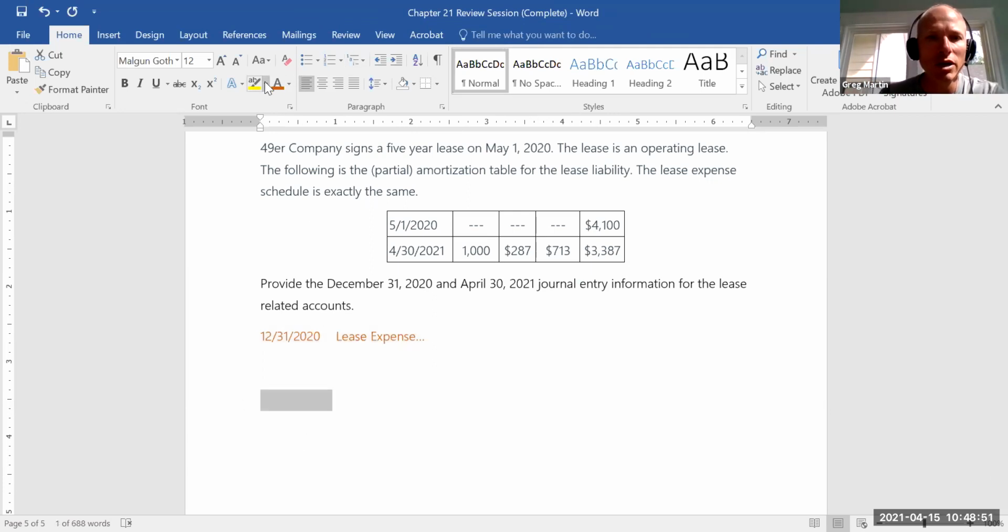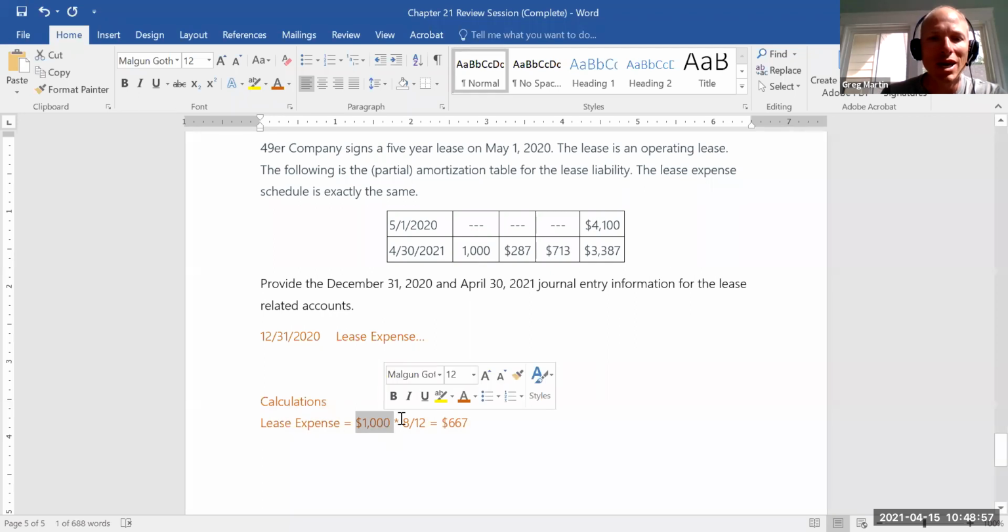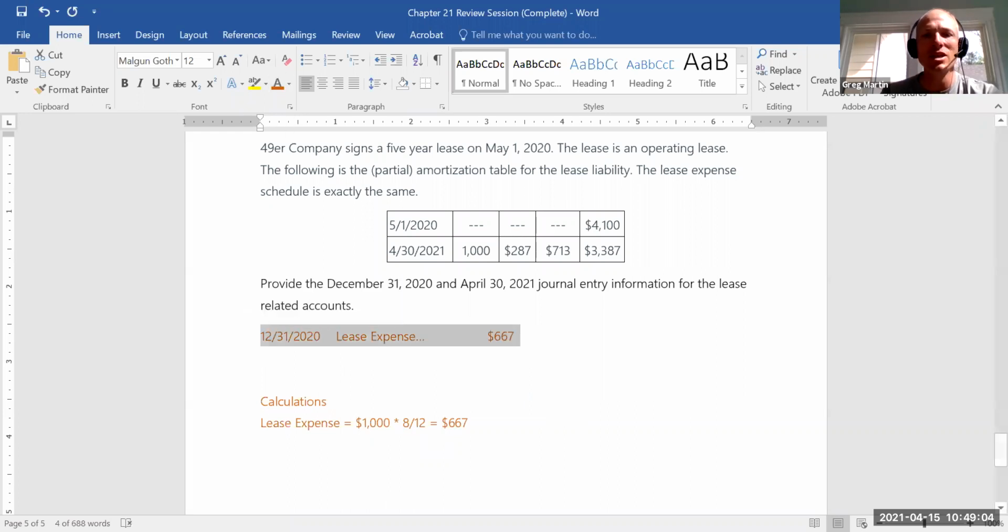When we do our calculations, the lease expense hopefully isn't too hard. We know that a full year is $1,000. 8 months occur in 2020. So the lease expense is $667.